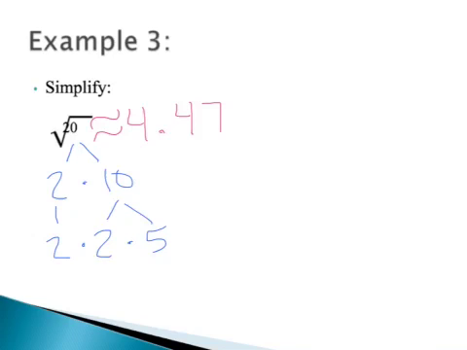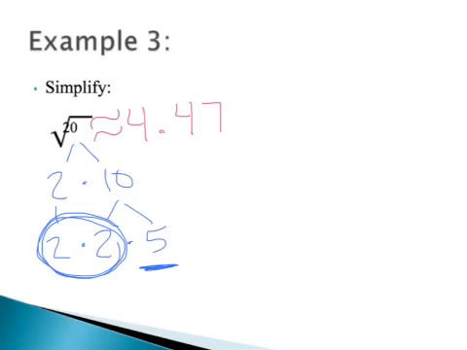So we're going to look at this bottom row of 2, 2, and 5, and we're going to circle buddies, circle pairs. So we have a pair of 2s, so we're going to circle these guys, and then we have this 5 that's left over.